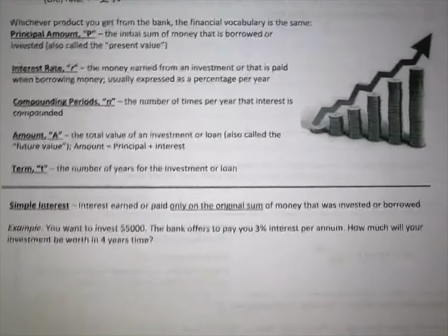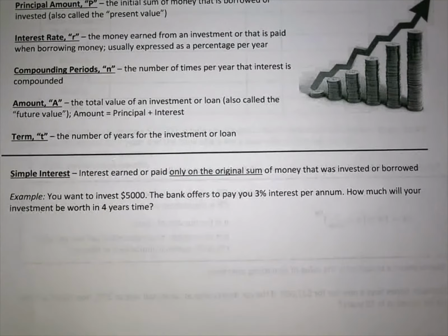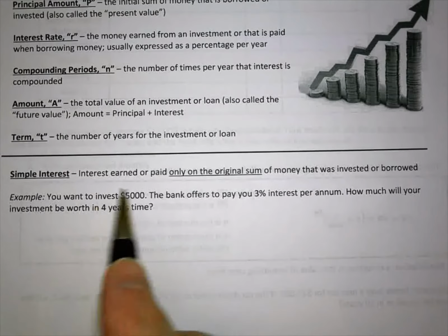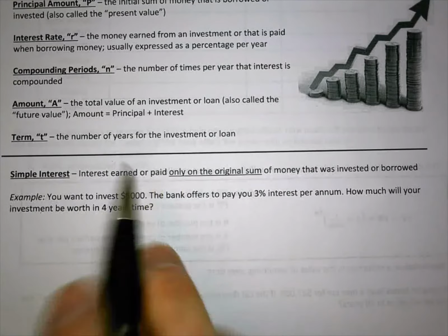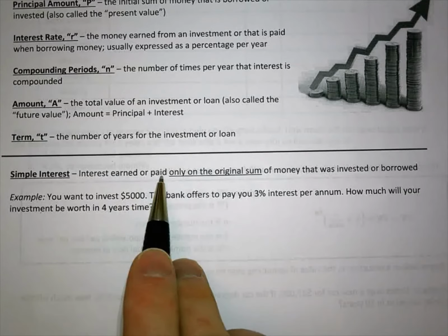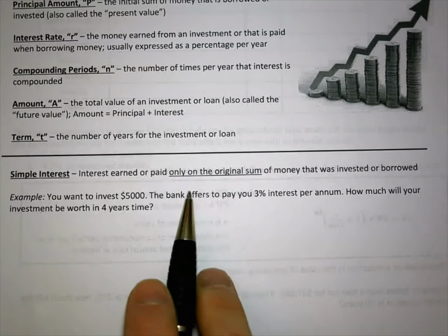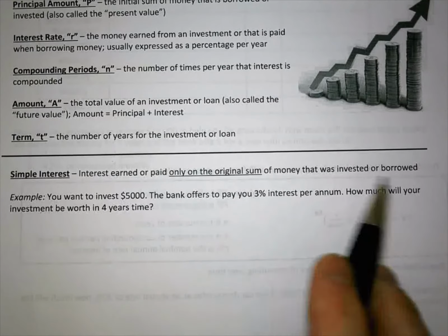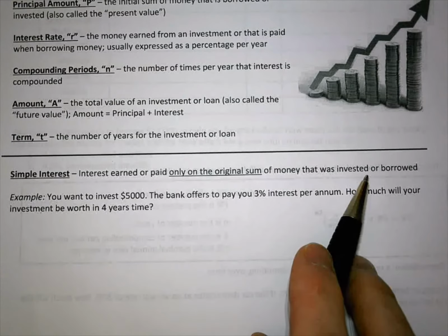Okay, so let's start. We're going to look at two types of interest. We're going to start with simple interest. Simple interest is earned or paid. Again, we could be talking about investing money or borrowing money. Simple interest is only paid on the original sum of the money that was invested or borrowed.